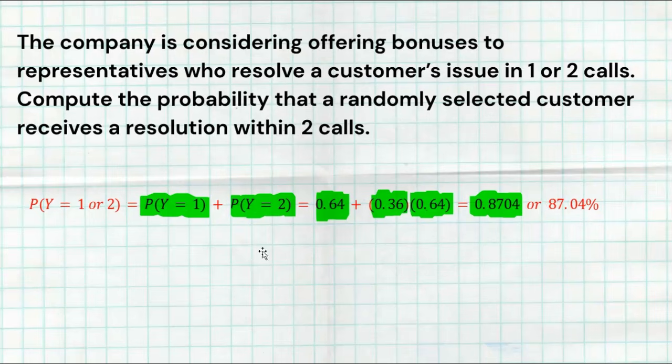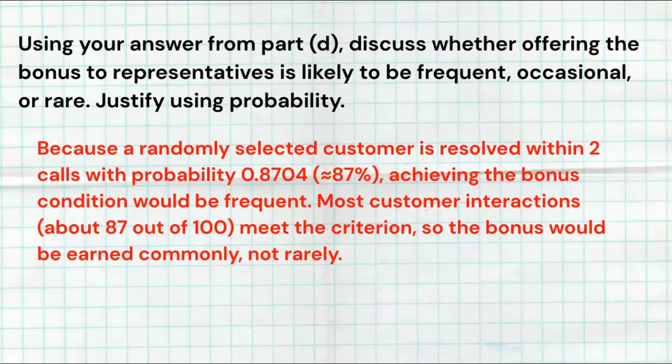This is going to happen 87% of the time, so I hate to say it, based on that probability, achieving this bonus should be rather frequent. It's certainly not going to be rare. Occasional means like every now and then, and with an 87% chance, to me, that's very frequent. So we would expect many times for the person to get the bonus because they should resolve it within 1 or 2 calls. All right, pretty easy.